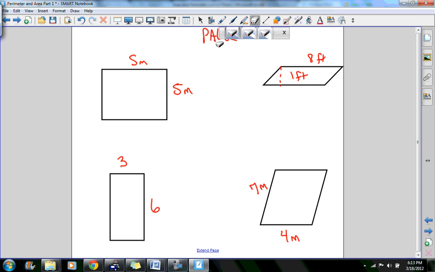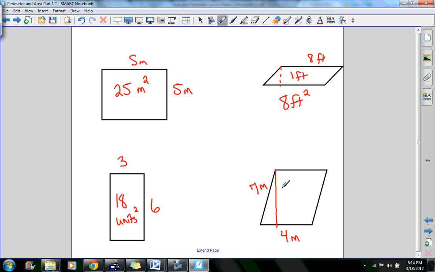So I'm hoping you gave these a shot. Let's see how we did. 5 times 5 is going to be 25 meters squared. 3 times 6 is 18 units squared. 1 times 8 will be 8 feet squared. And this one, we're not given the height, so we can't find it.